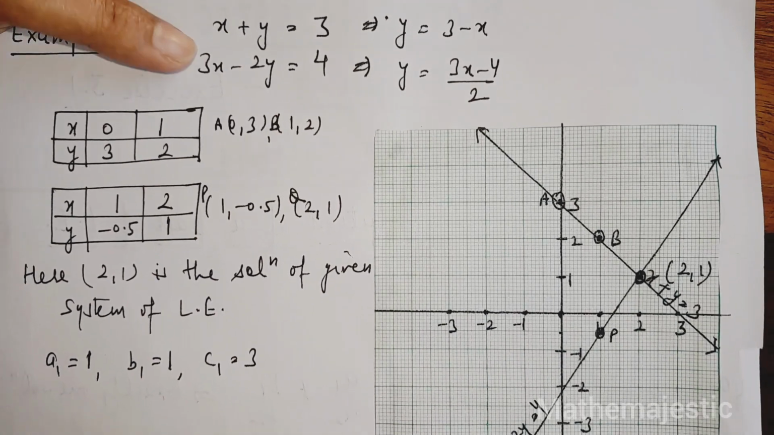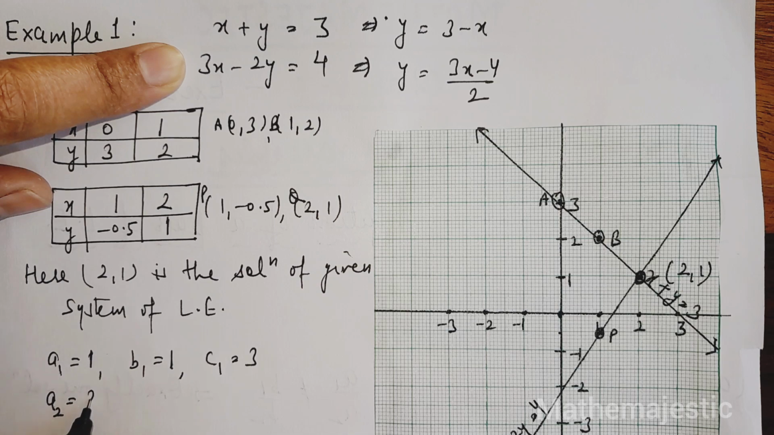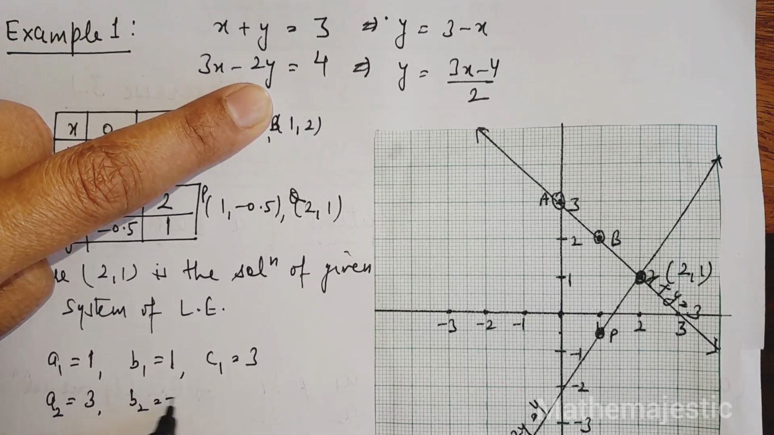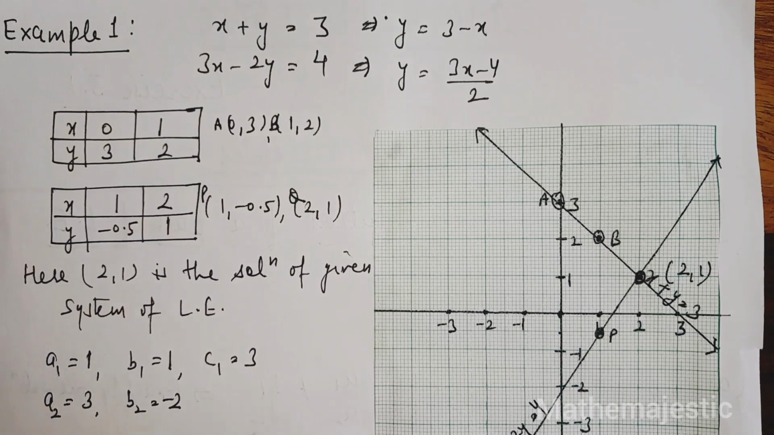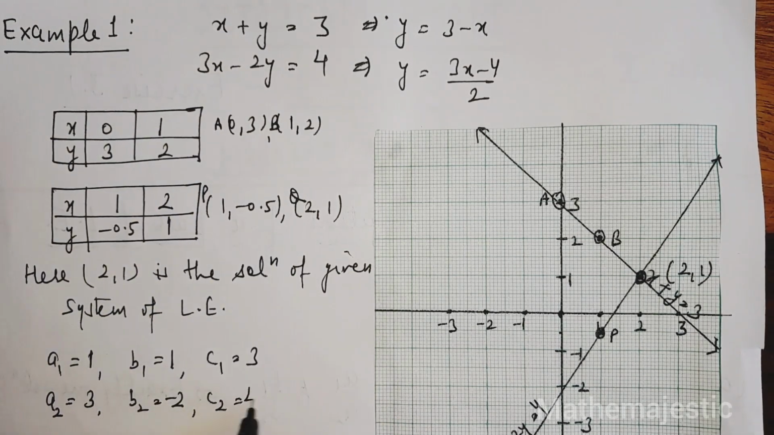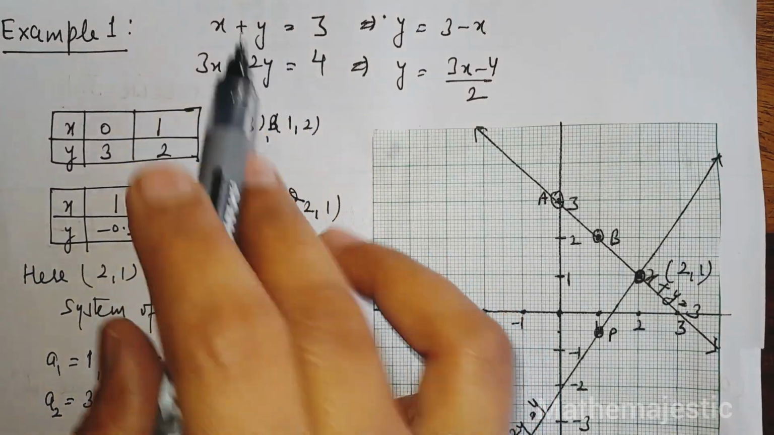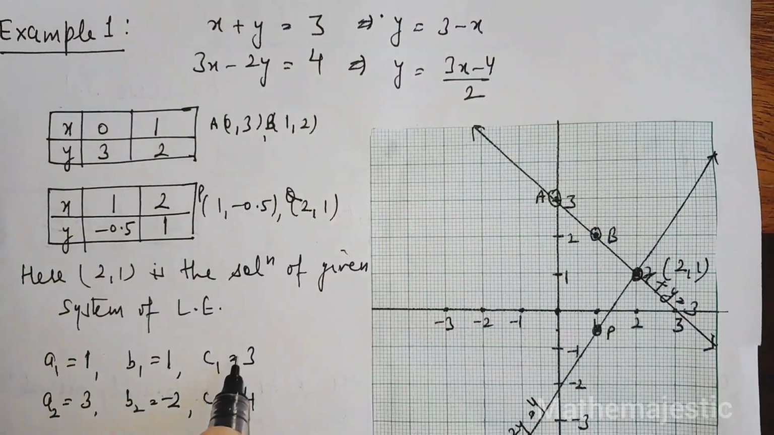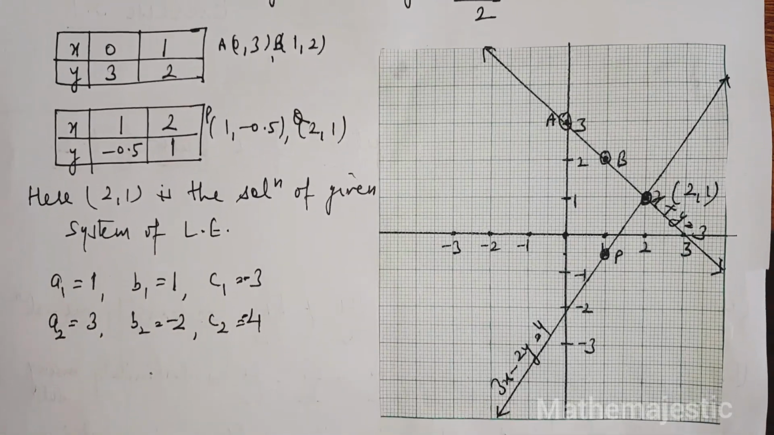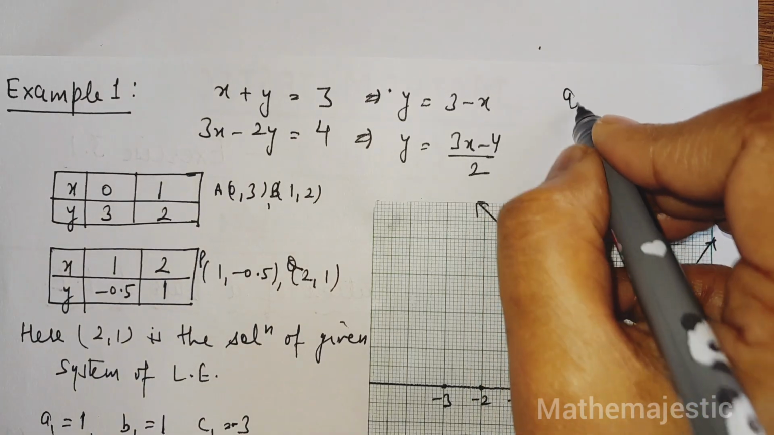Then in the second equation, the coefficient of x is called a2, that is 3. The coefficient of y is called b2, that is minus 2. The sign we will take along with the coefficient. And c2, the constant term, is 4. So we will shift the constants first to the left side, so these will be minus 3 and minus 4 actually, because we have to shift all the terms to the left side to compare them with the general form.